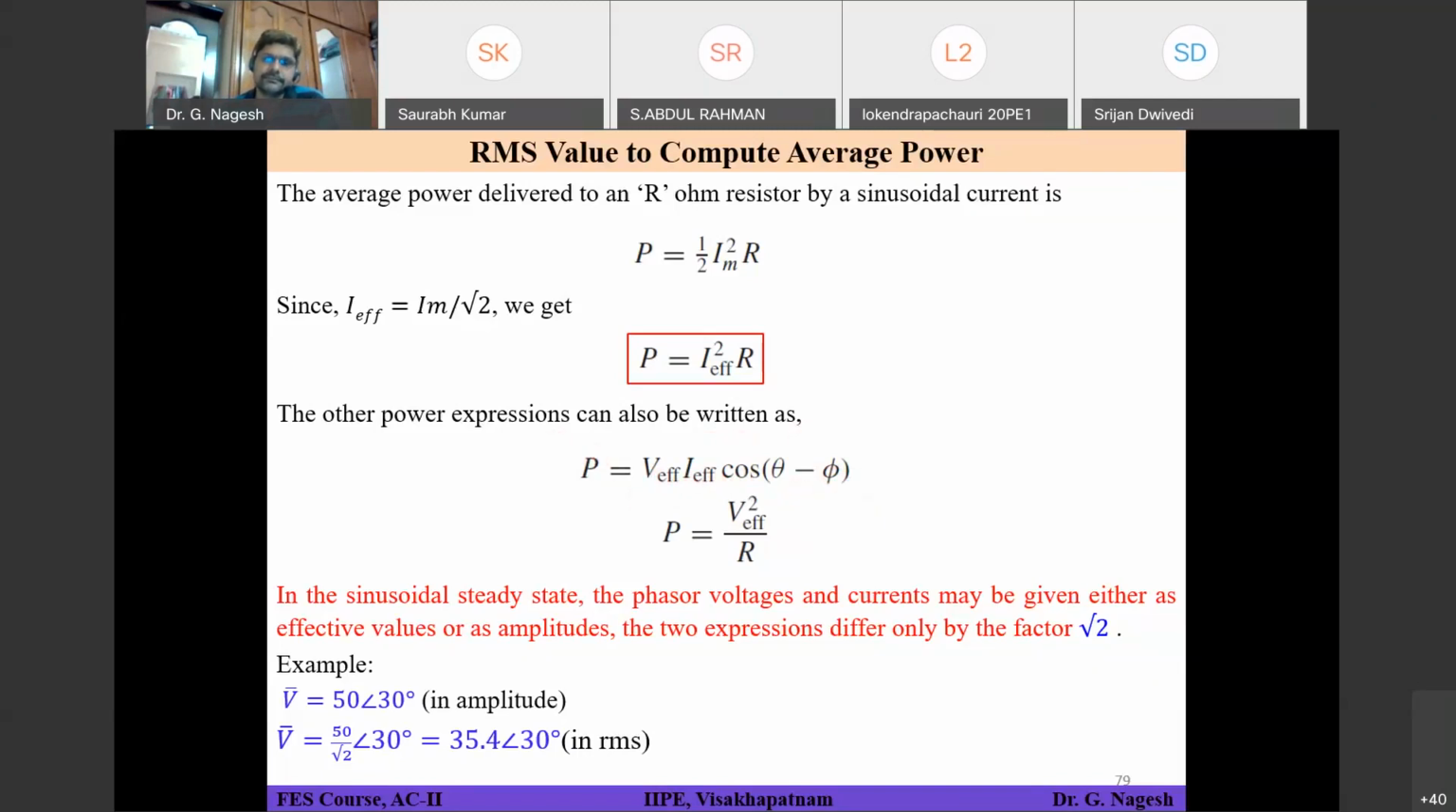This capital P always indicates average power, and small p indicates instantaneous power. So this is the average power formula.